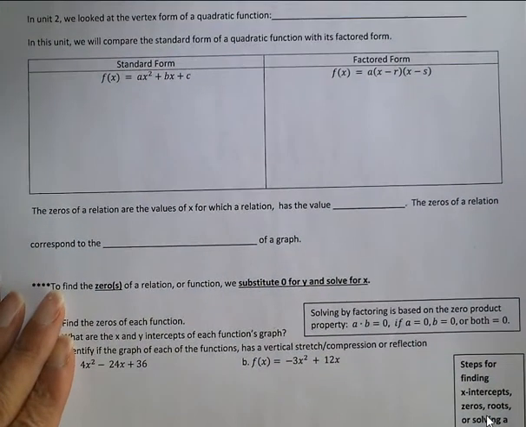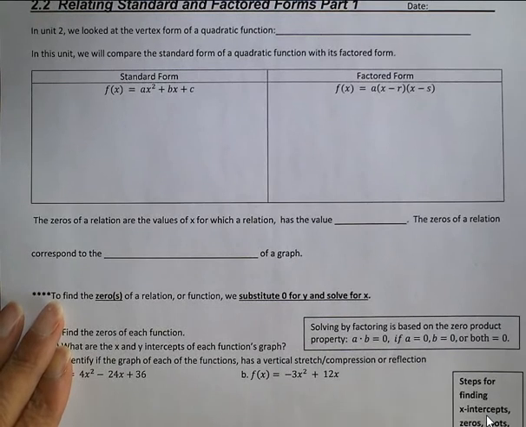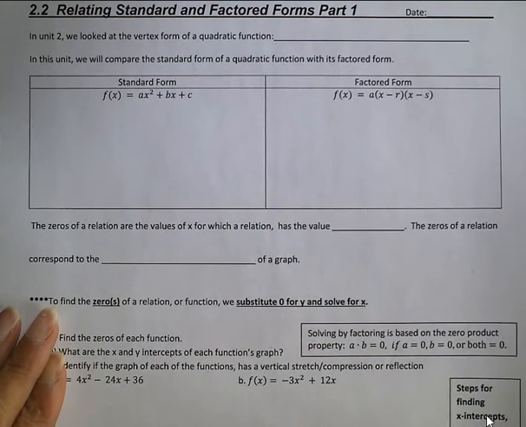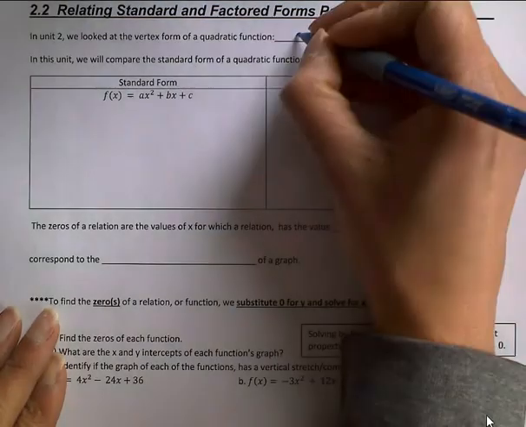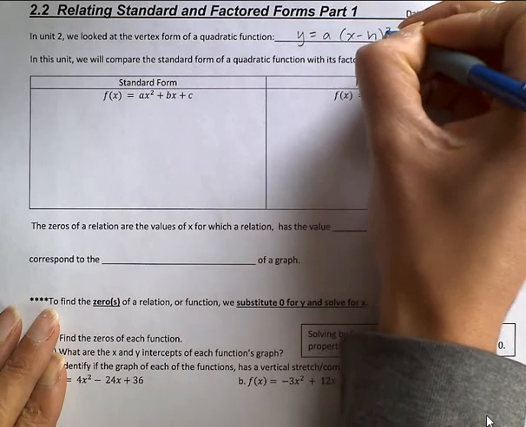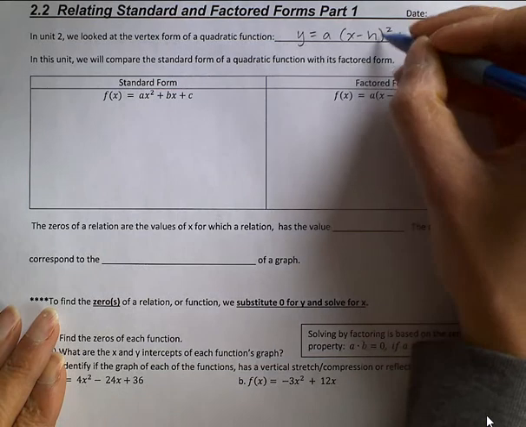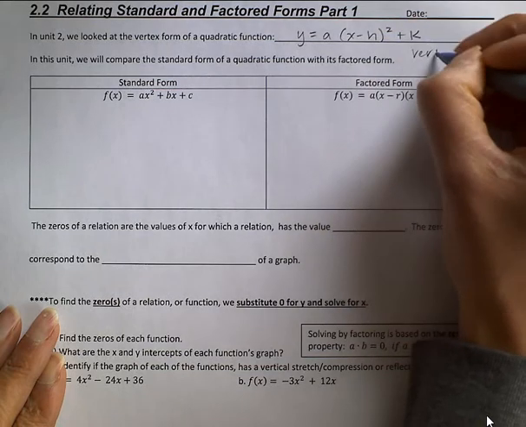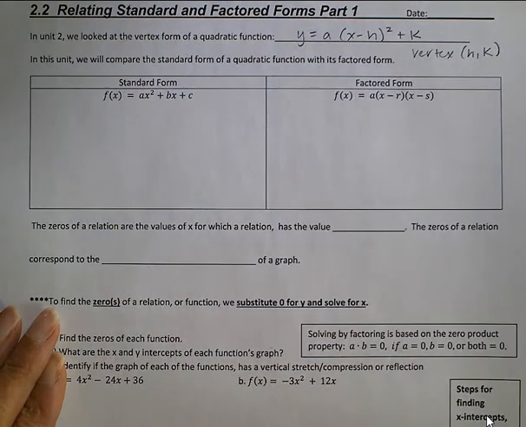Okay, so back in Unit 2, we looked at the vertex of the quadratic form, and that was very easy to pick out because we were working with the vertex form for a quadratic function, which is y equals a(x minus h) squared plus k. And in this form, we just picked out the vertex. The vertex was (h, k). Okay, so that was back in Unit 2. So in this unit, we're going to compare the standard form with its factored form.